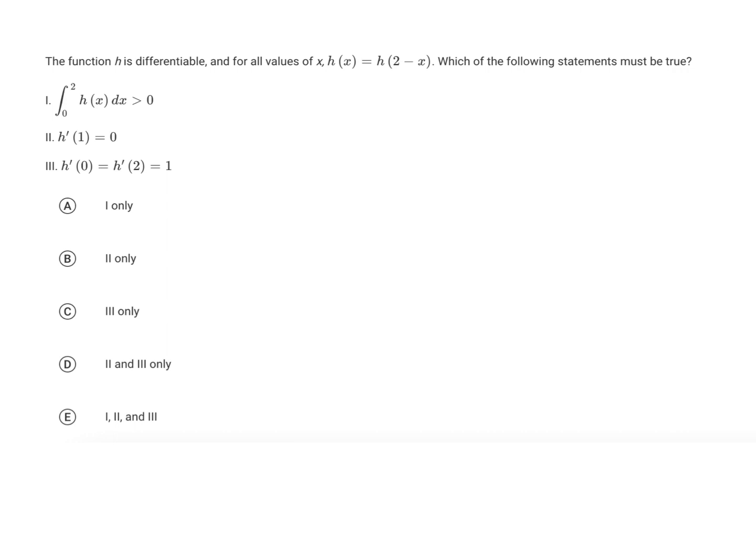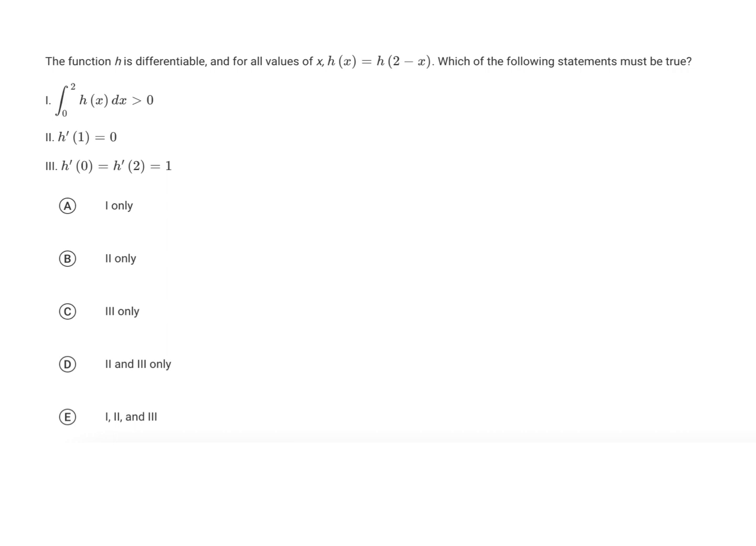It says the function h is differentiable, and for all values of x, meaning no matter what we plug in, h of x equals h of 2 minus x. Which of the following statements must be true? When we say that phrase must be true, it means it's true everywhere. It doesn't matter what the x is. There are no conditions on it. So must is a pretty strong word, implying it will never not be true.